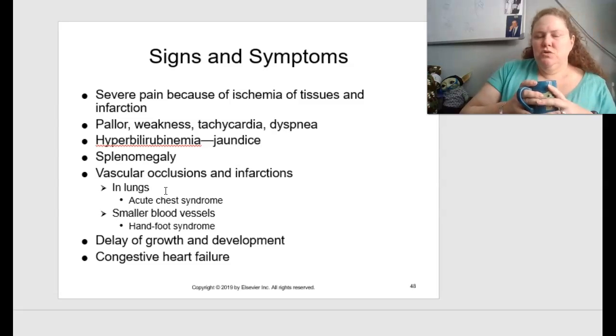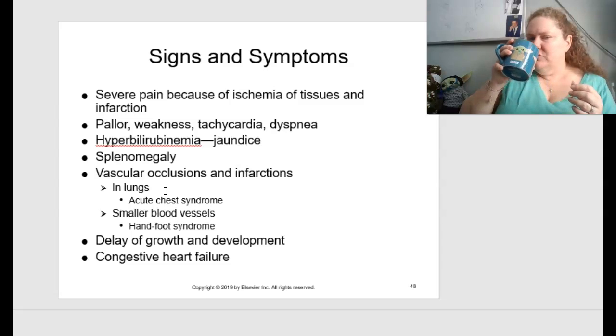You can have vascular occlusions and infarctions, and these can occur in your lungs, and these can cause acute chest syndromes, and these can also occur in your smaller blood vessels, and one example of this would be your hand-foot syndrome.